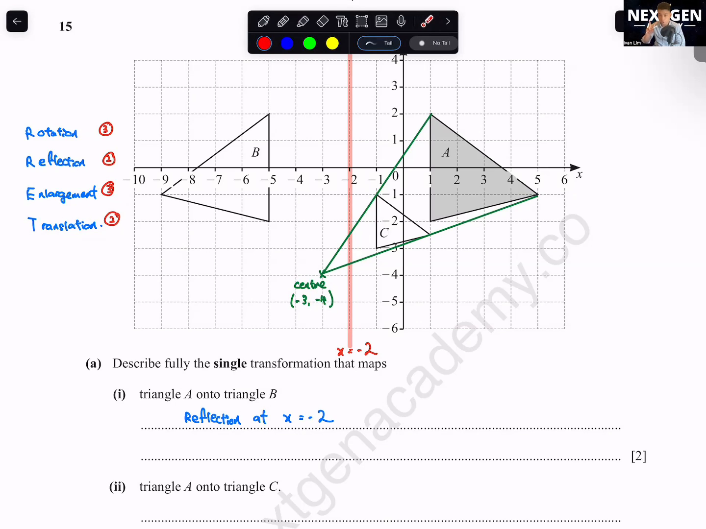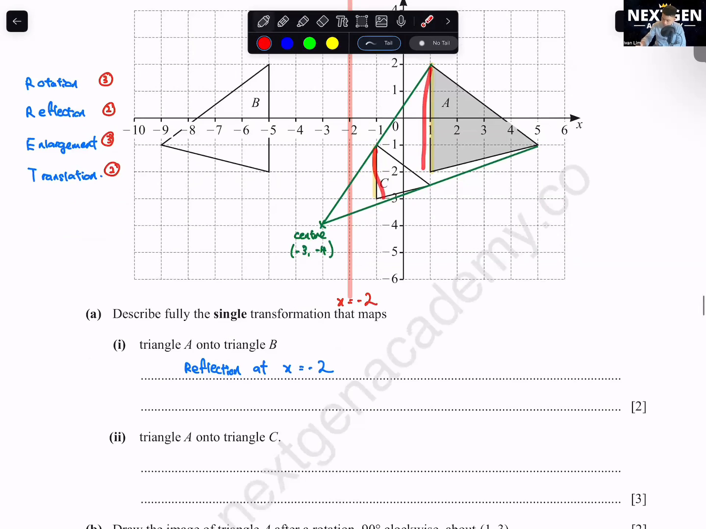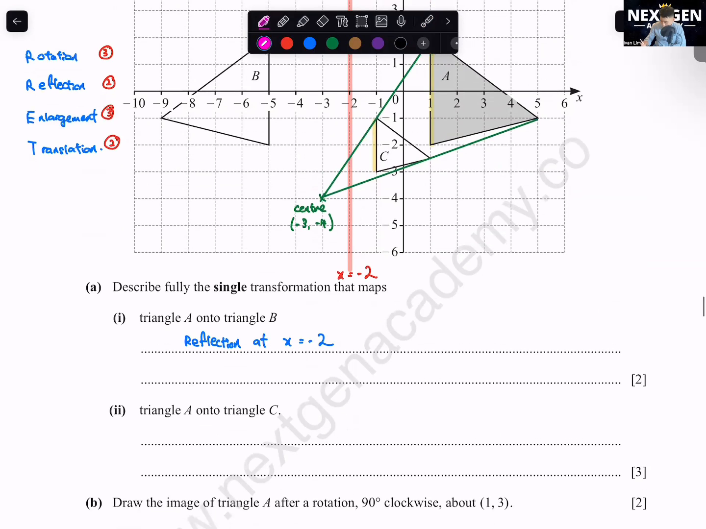A scale factor has 2 ways to see it. Either you measure one of the lengths on the side, then you calculate the image over the object. In this case, we can take this length because I can measure it. This one is 2, this is 4. So the scale factor formula, you all can write this down: scale factor is image over object, the length of the image over the object.